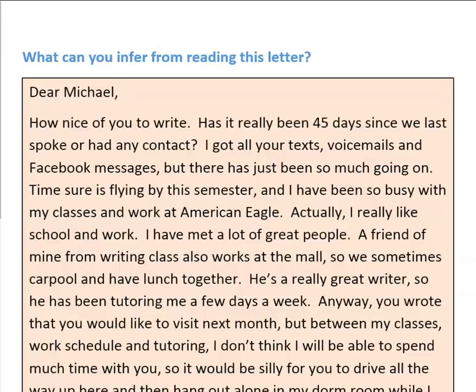We'll look at the following passage together that is a letter written from a young woman who's away at college to her high school sweetheart who's waiting back home.